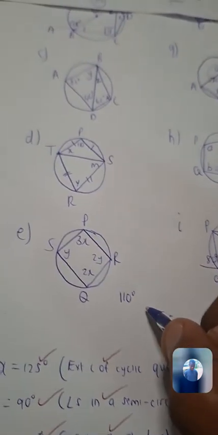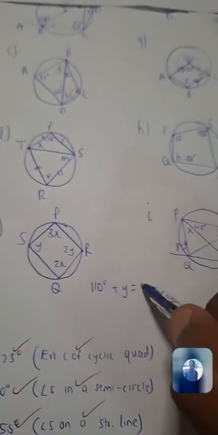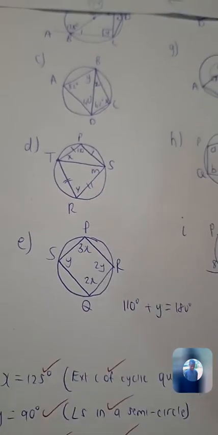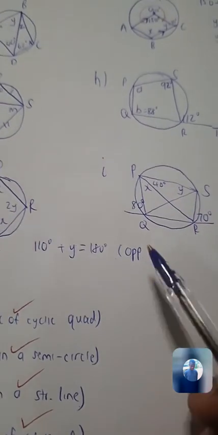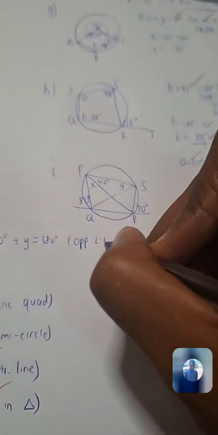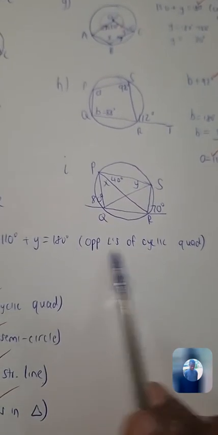110 plus y is equal to 180. What's the reason? Opposite angles of a cyclic quad. Okay, so they are supplementary. I'm hoping your reasons will be in line with that document, those acceptable reasons. So we write opposite angles of cyclic quad. That's enough. Yes, this is just the short version of the reason.